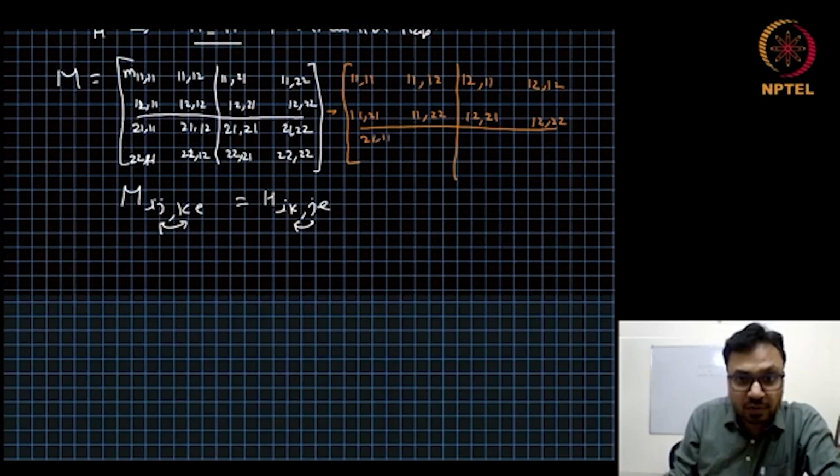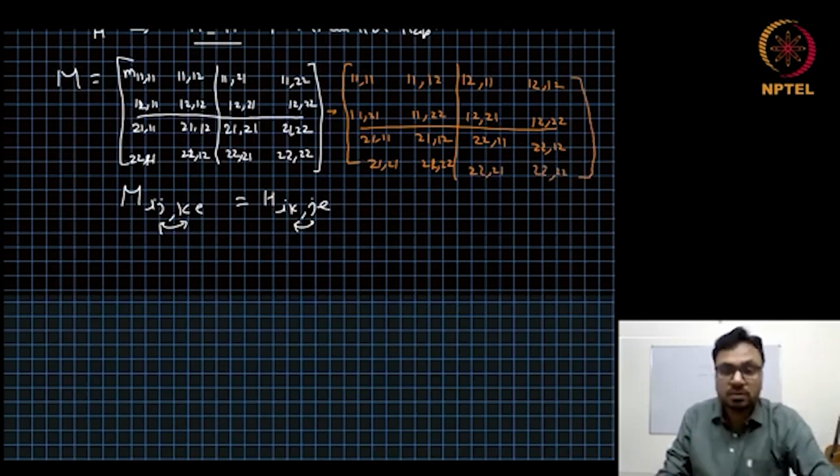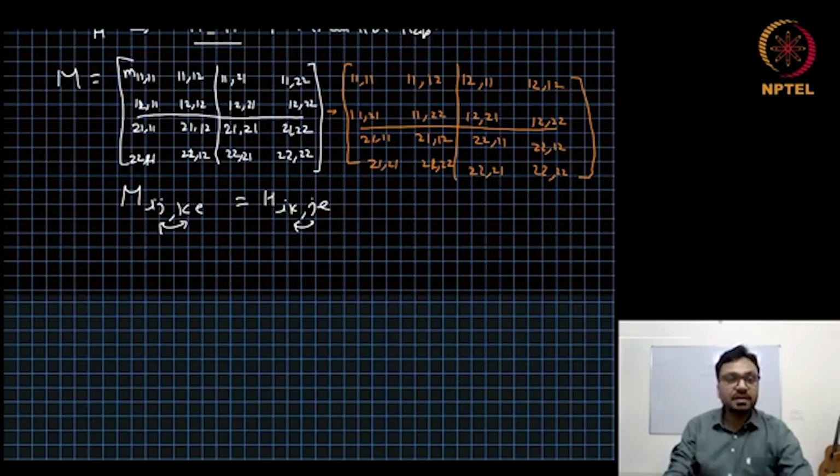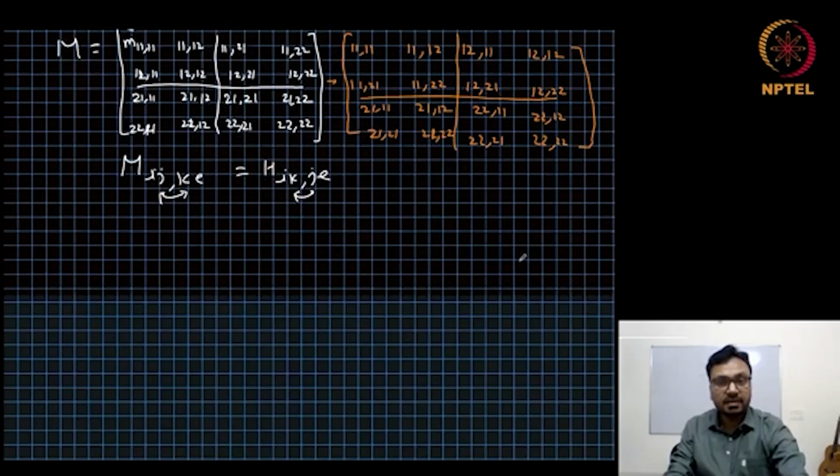Now 2 1 1 1, 2 1 1 2, 2 1 2 1, 2 1 2 2 and 2 2 1 1, 2 2 1 2, 2 2 2 1, 2 2 2 2. So if we just interchange the elements, then this is the matrix we get, right?